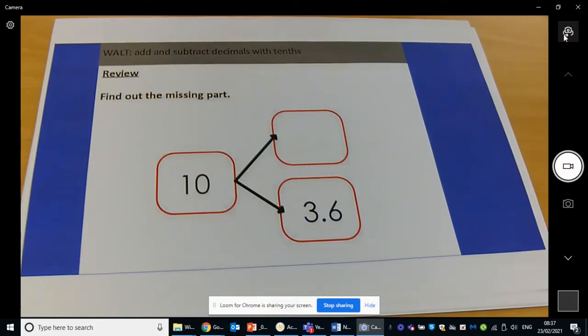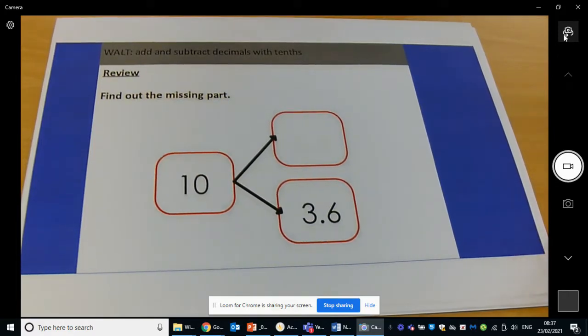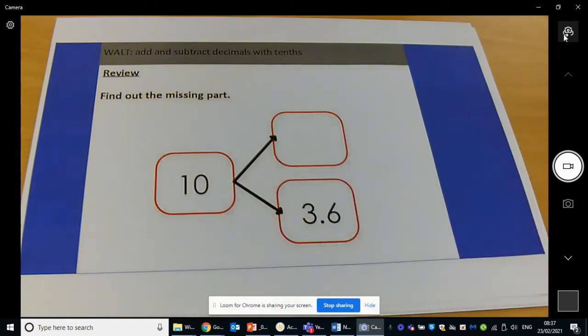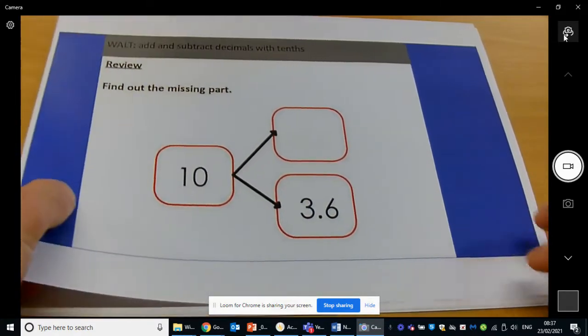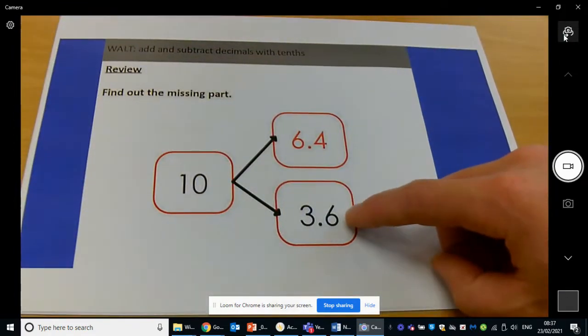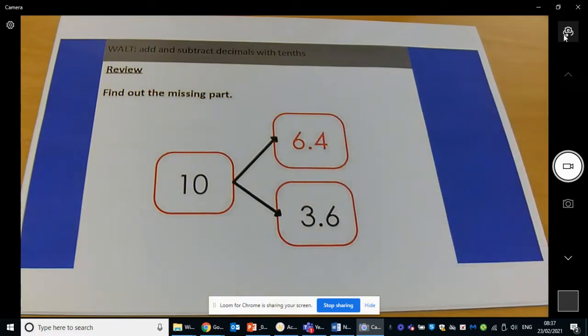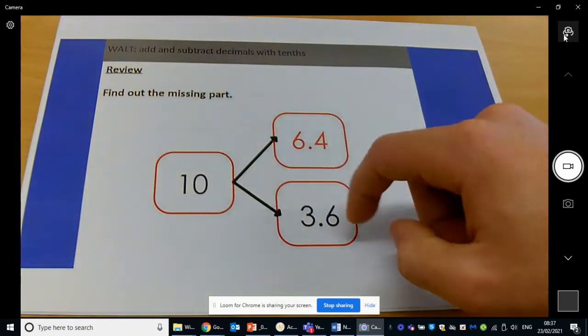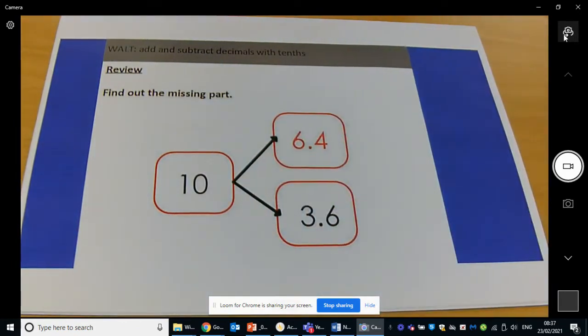As a quick recap of yesterday, where we were finding the missing part of a whole, what I'd like you to do, please, is pause the video. Can you find what missing part plus 3.6 is going to make 10, the whole? Off you go. Hopefully you remembered that after the decimal point we need a number bond to 10. So here we have 6 and 4 make 1 whole, and then 3 plus 6 make 9. Add those together is 10. So the answer would be 6.4.